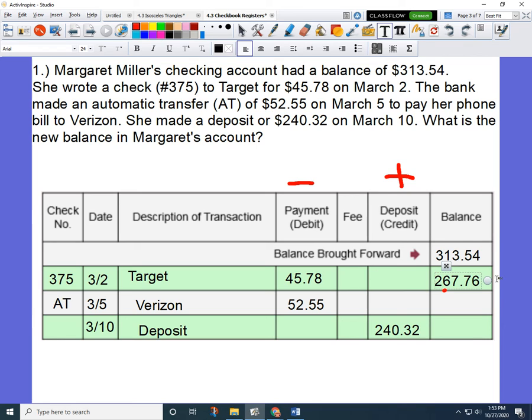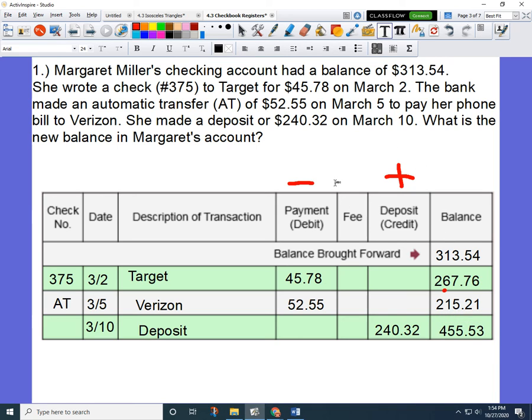All right. And then after that, her purchase at Target, she has that transfer to Verizon. So I'm going to subtract off $52.55. That's going to give me a new balance of $215.21. And then lastly, she's got this deposit here, the last thing, of $240.32, which gives us a total at the end of $255.53.